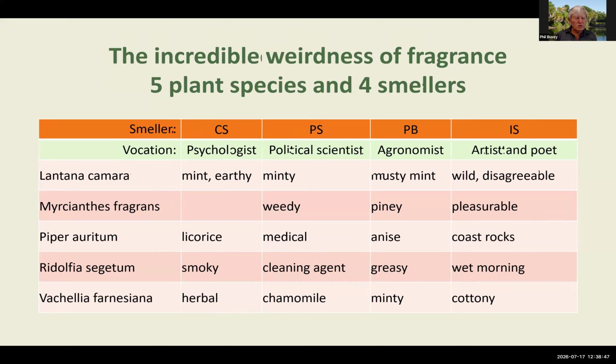The Myrcianthes fragrans, which is Simpson's stopper, I typically say this is a camphor smell. Notice that the vocation of the different people has a big effect on how they describe the smell. The artist and poet on the right said that the Piper auritum smelled like coast rocks, and that the Rudolphus sagatum smelled like wet morning. So that is pretty amazing.